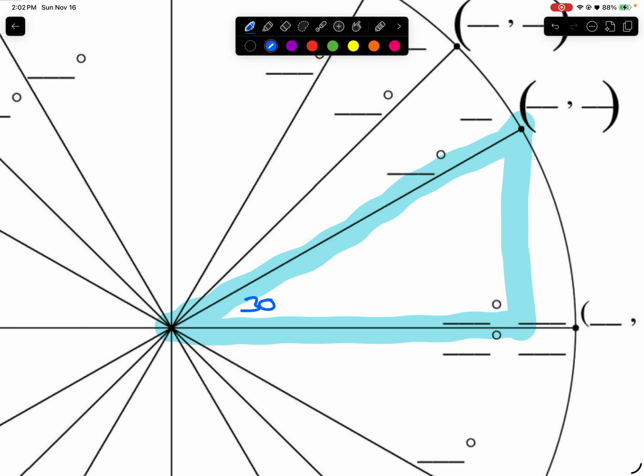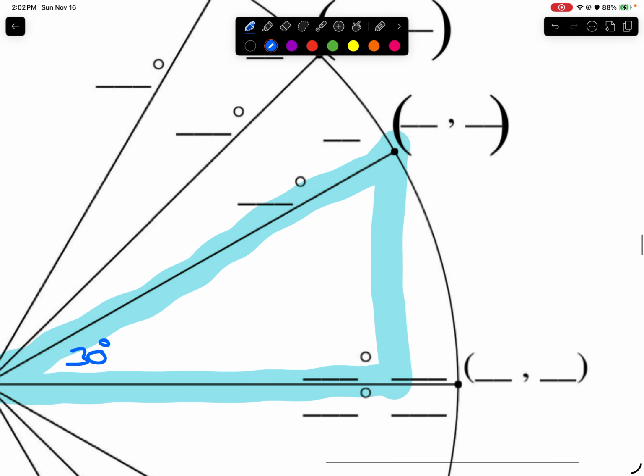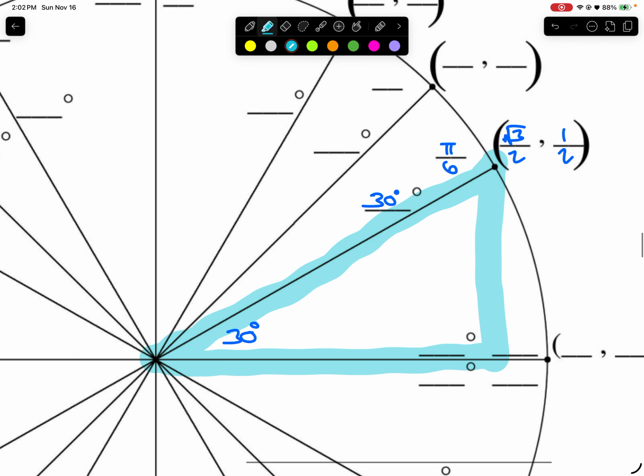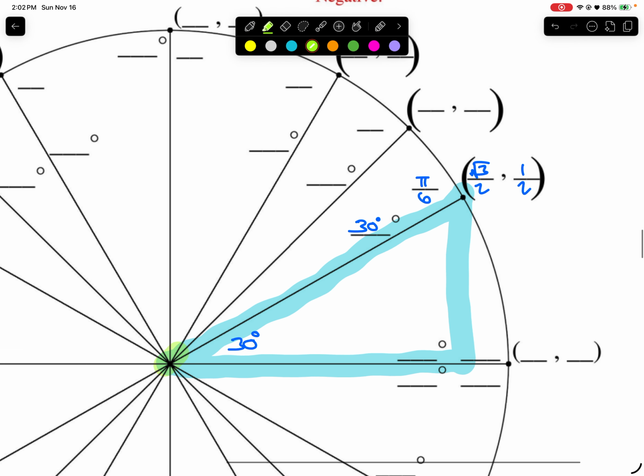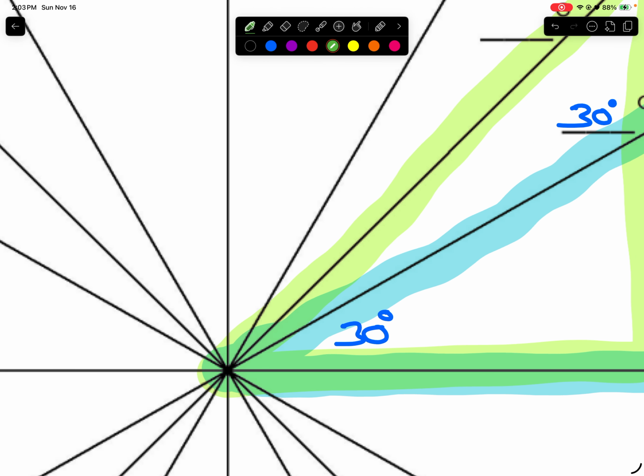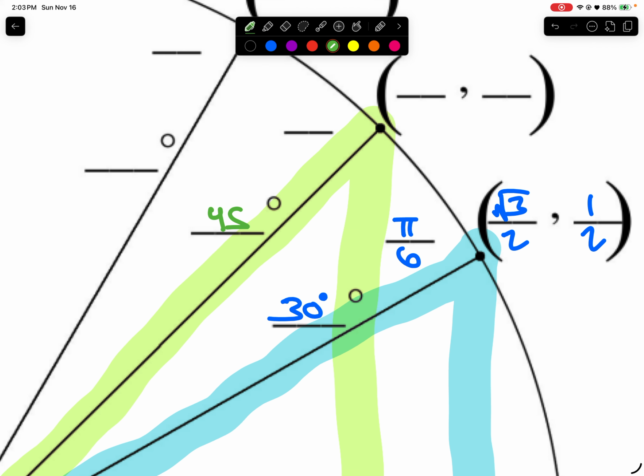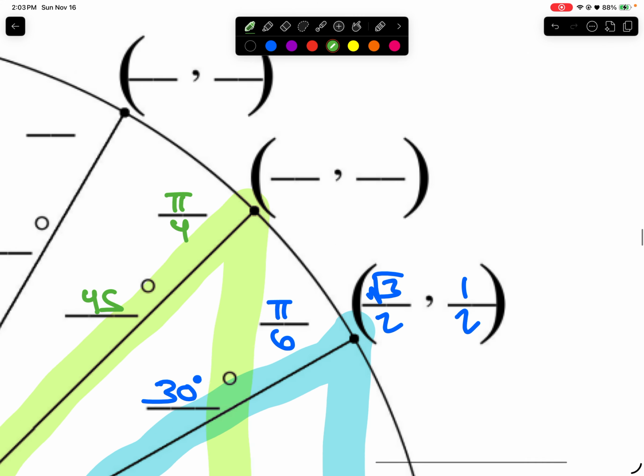So if I have an angle value of 30 degrees, that is the same as pi over 6 radians, which gave us coordinates of root 3 over 2, comma, 1/2. And then the next angle value, which was 45 degrees, I'm going to try to do this in standard position. 45 degrees is the same as pi over 4, and that gave us coordinates of root 2 over 2, comma, root 2 over 2.